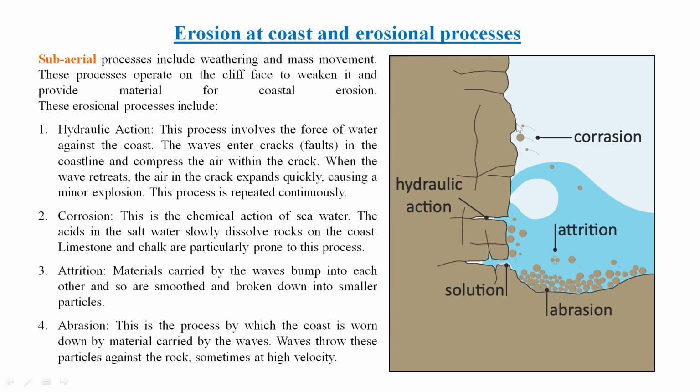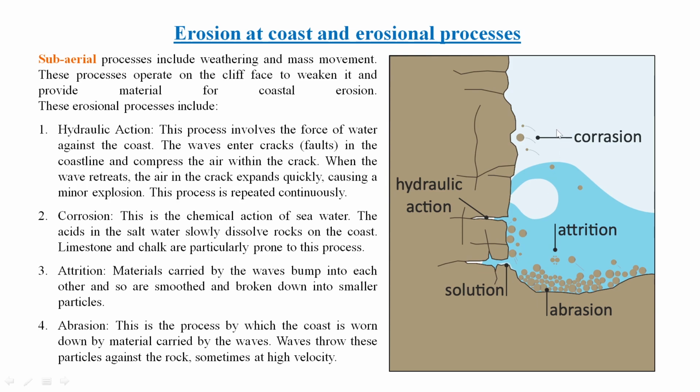So they don't have much scope to collide with one another and disintegrate one another into finer particles. And finally, abrasion, which is also the most common type of mechanical weathering. This is the process by which the coast is worn down by material carried by the waves. Waves throw these particles against the rock, sometimes at very high velocities. So that's how abrasion works.